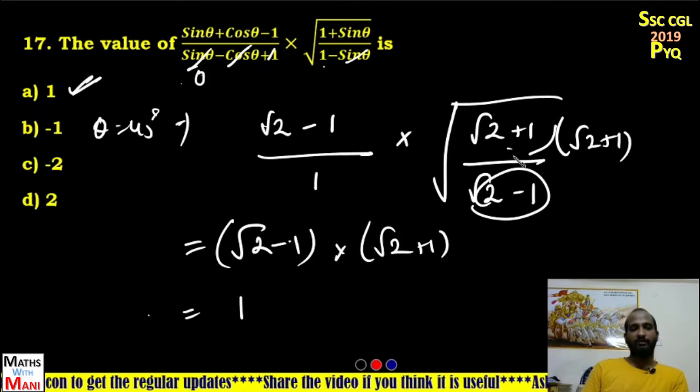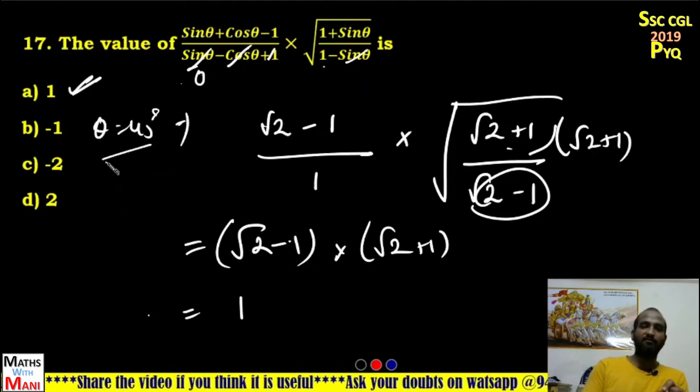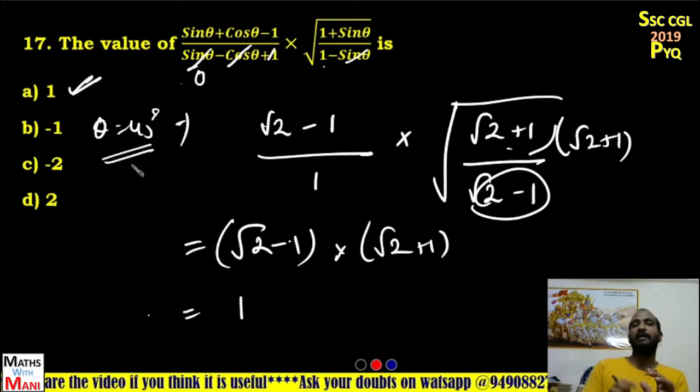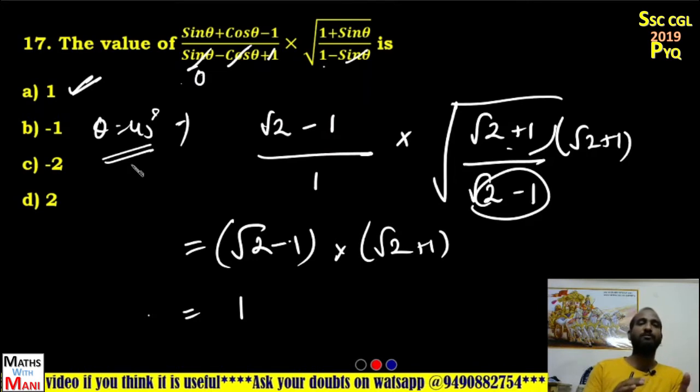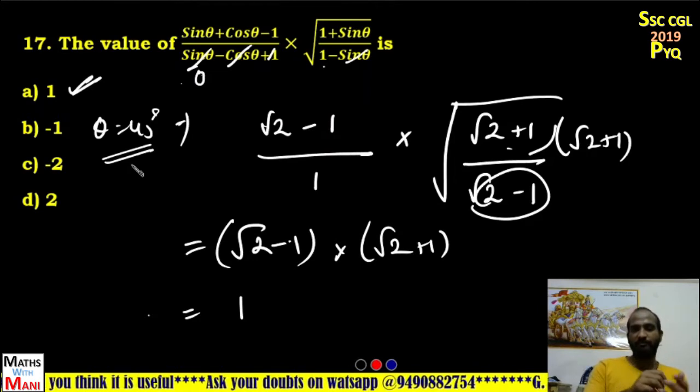So that's why through substitution you can easily solve this. But most of the students directly take the value of theta as 45 because they have practiced a lot of problems like this, these type of models.